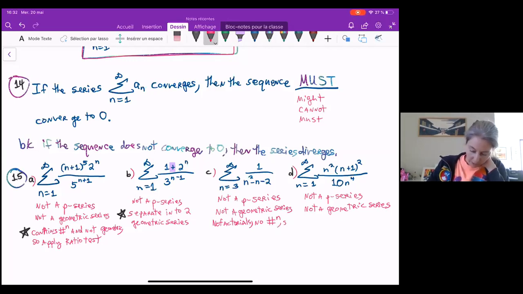Okay, so we're going to say C is probably not the ratio test. Okay, so what about D? Does D contain any factorials or things to the power of n? There's not a factorial for D. A factorial would be if we had an exclamation point.